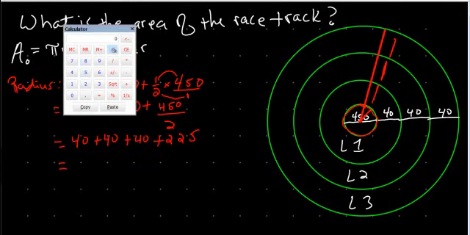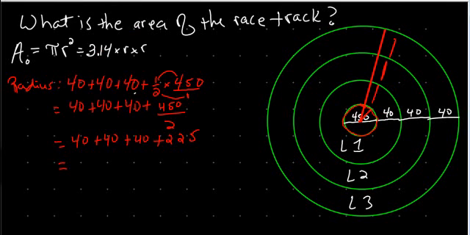So clear everything out, 40 plus 40 plus 40 plus 225 equals 345. And note that this is 450 feet here, so the radius is 225 feet. These are 40 feet, 40 feet, 40 feet. So when we add everything up, we got 345 feet. Okay, so that's the radius.